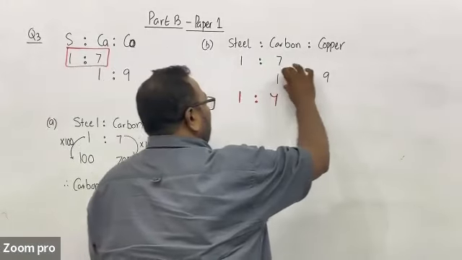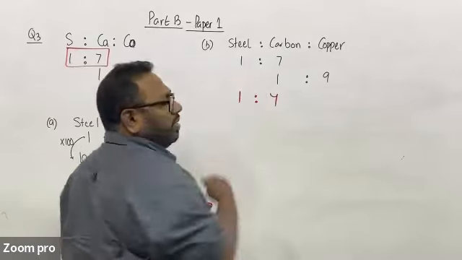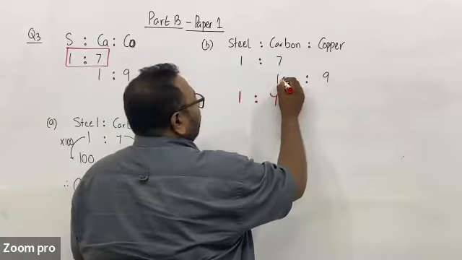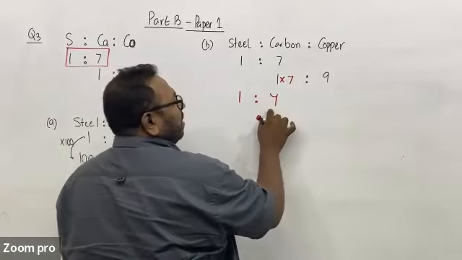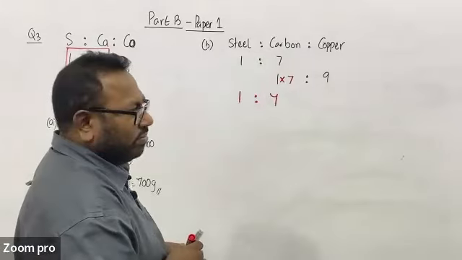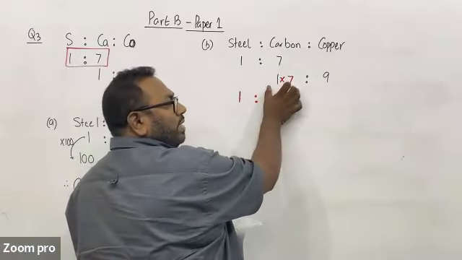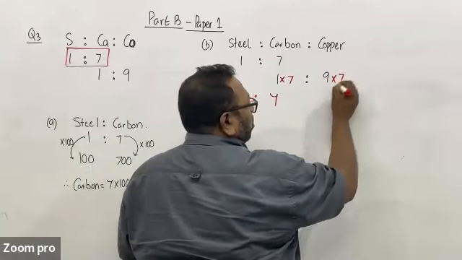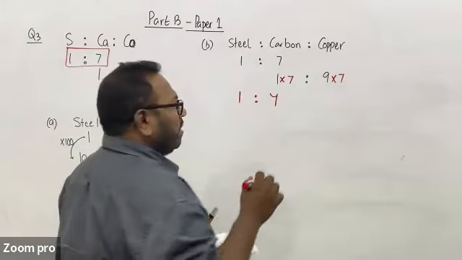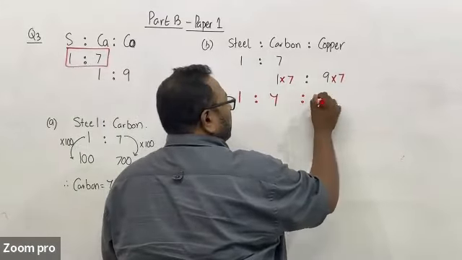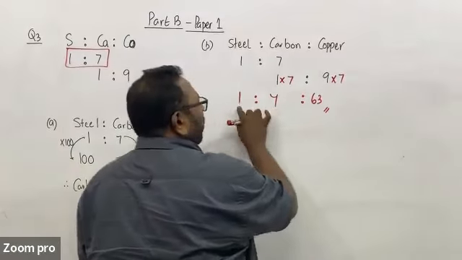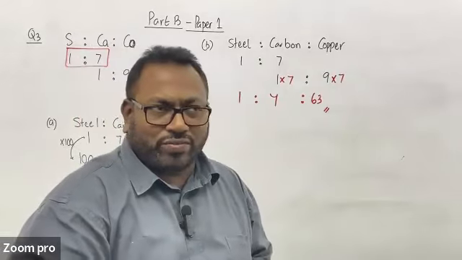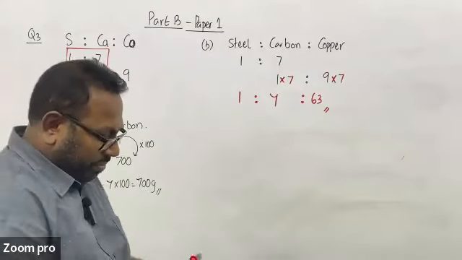This part of the ratio, carbon is to copper, is 1:9. So in order to make the 1 a 7, what did we have to do? We have to multiply by 7. Then only you will get a 7 here. So when you multiply one term in a ratio, you have to multiply the other one also. So 9 multiplied by 7. The answer therefore is 1:7:63. So that's your final answer for question number B. Okay.